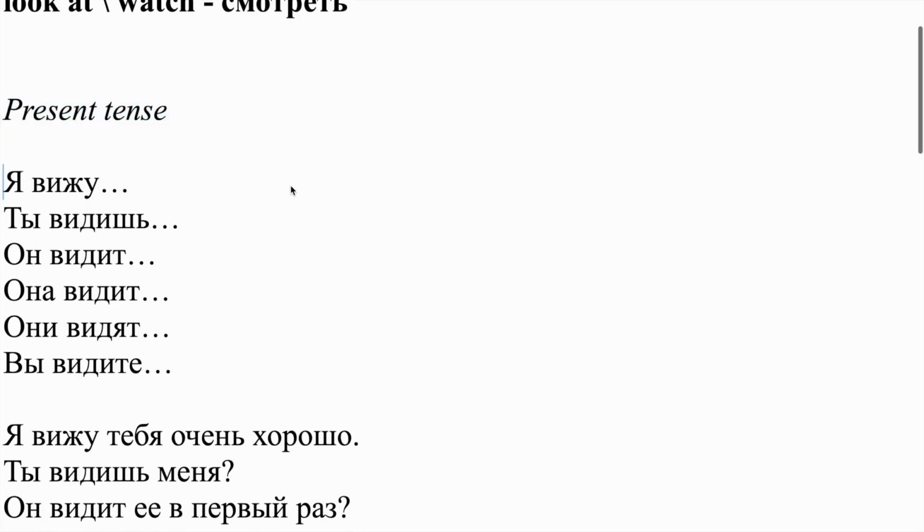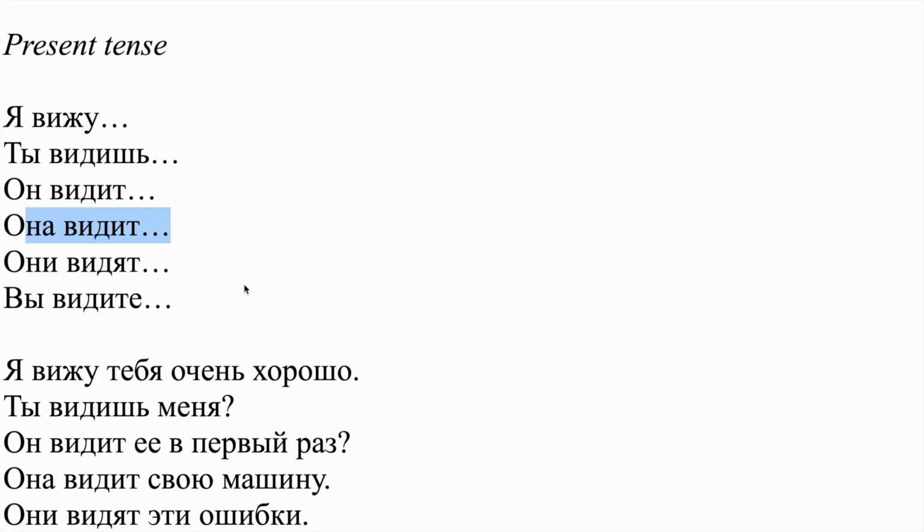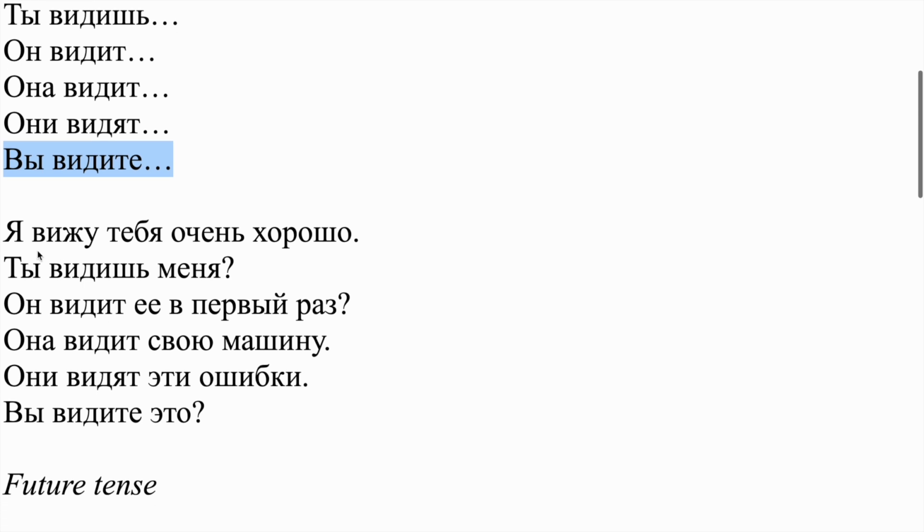For example, I see, я вижу, you see, ты видишь, he sees, он видит, she sees, она видит, they see, они видят, and you see, вы видите. And different examples. For example, I see you very well. Я вижу тебя очень хорошо.